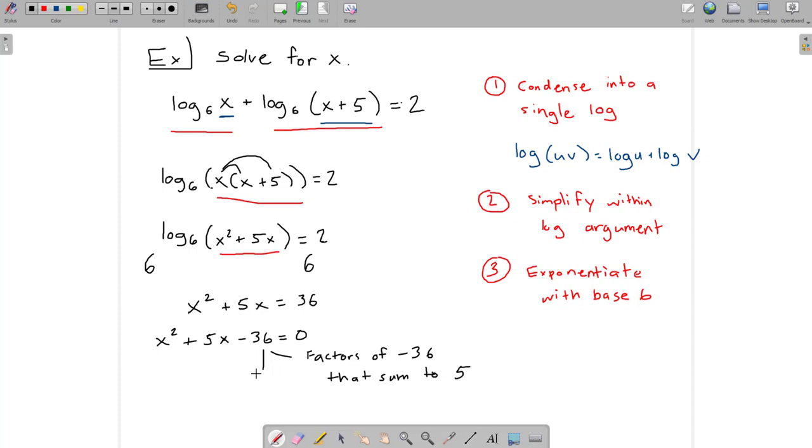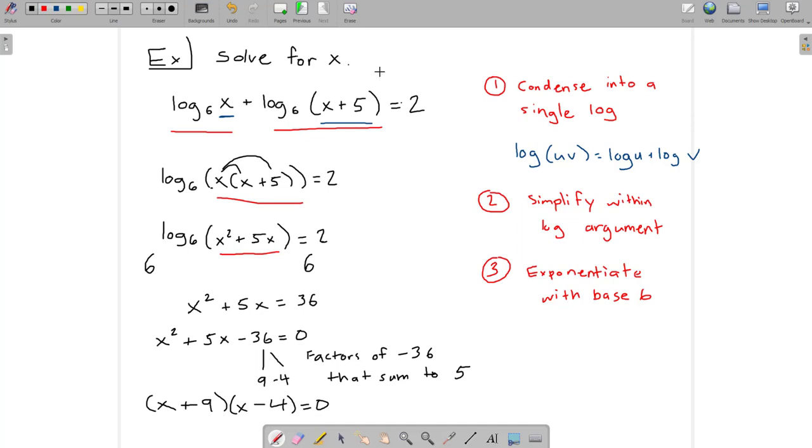And so you want to be thinking 9 times 4 is 36. Let's scooch this over a little bit. So 9 and 4 of some form are going to work, but I'm going to want negative 4 here because I want to sum to positive 5. And that will multiply to negative 36. So then this factored looks like x plus 9 and x minus 4 equals 0.